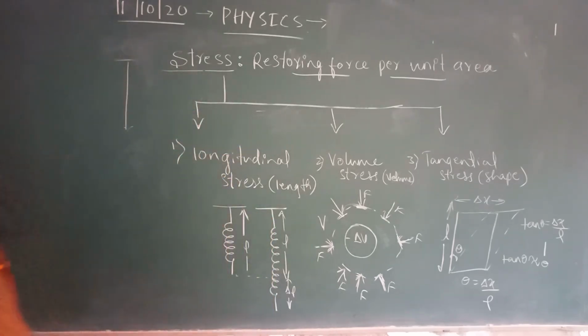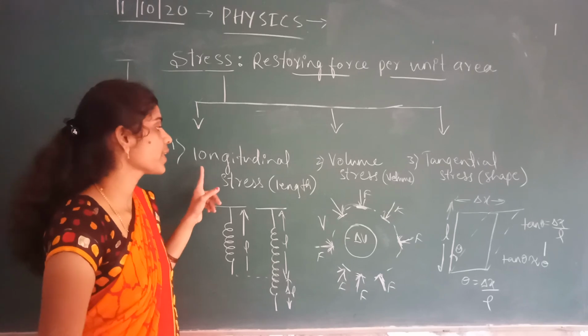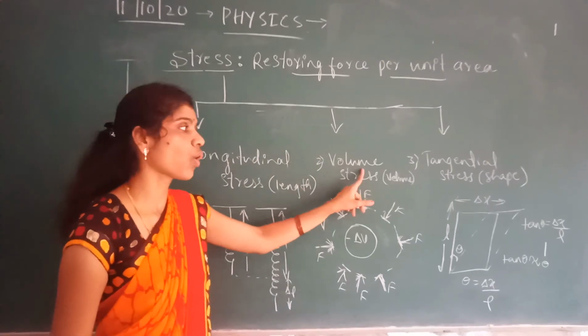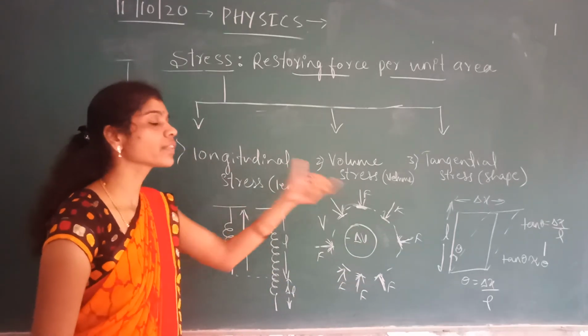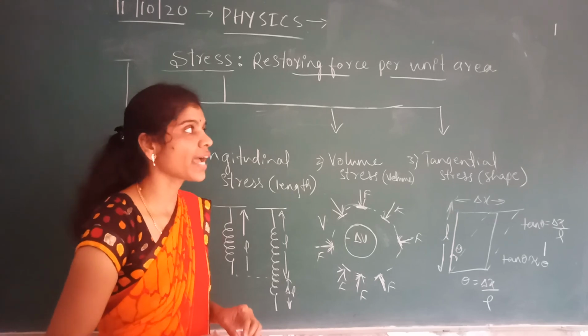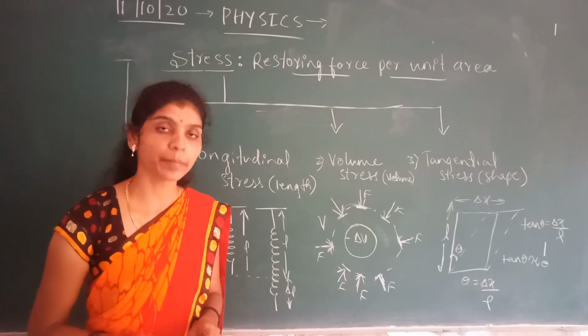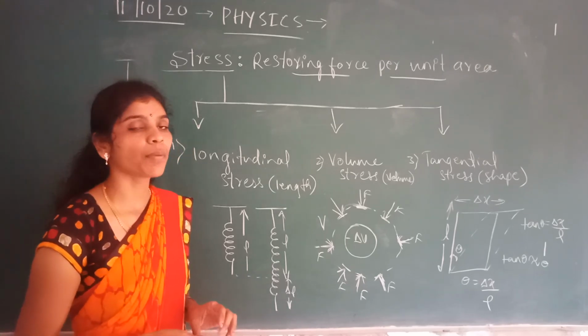So stress is classified into three types: longitudinal stress, volume stress and tangential stress. All three types of stress are measured in terms of the SI unit, Newton per meter square, or you can use Pascal. So this is all about stress.